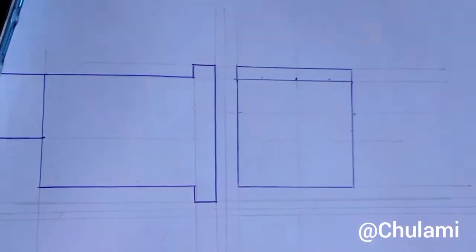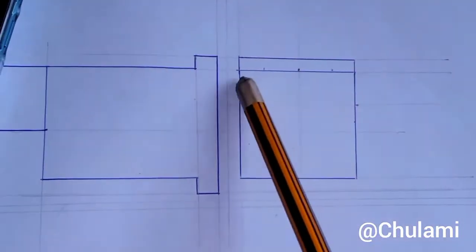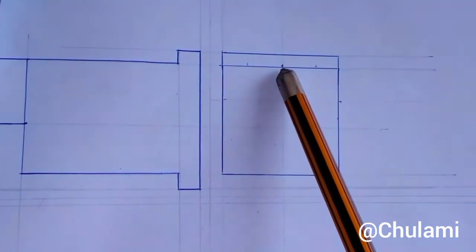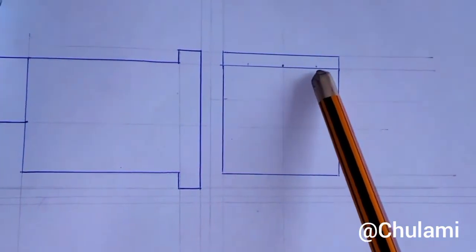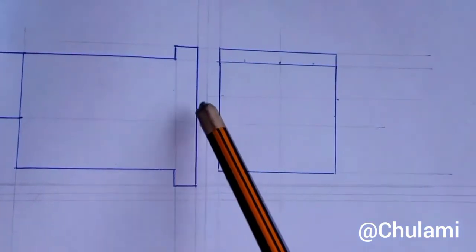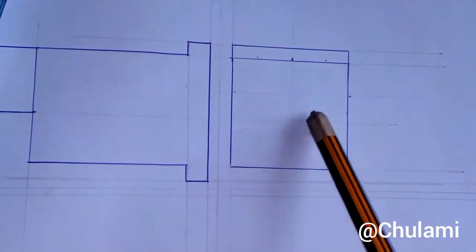Okay, now to get our circle, since the radius of our circle is 1.2 centimeters, we get the midpoint of these two places, which is this, that's the midpoint. Then you measure 1.2 here, measure 1.2 this way. The same thing here, you get the midpoint, measure 1.2, measure 1.2, okay? Then you draw the circle.